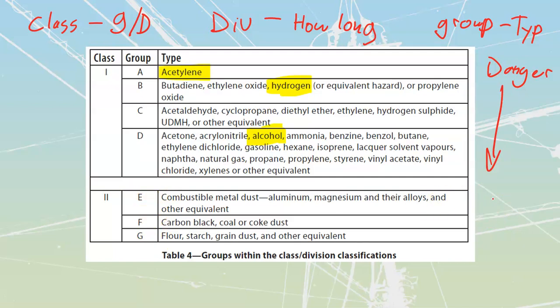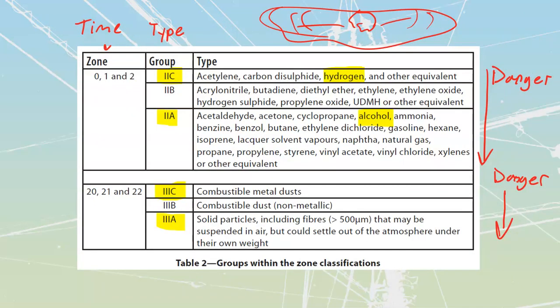One thing that I do want to note is that there is a differentiation between a class and a group A. A group A is really dangerous, whereas if I compare that to my zone grouping, a grouping under zones, an A is not very dangerous compared to your other options over here.